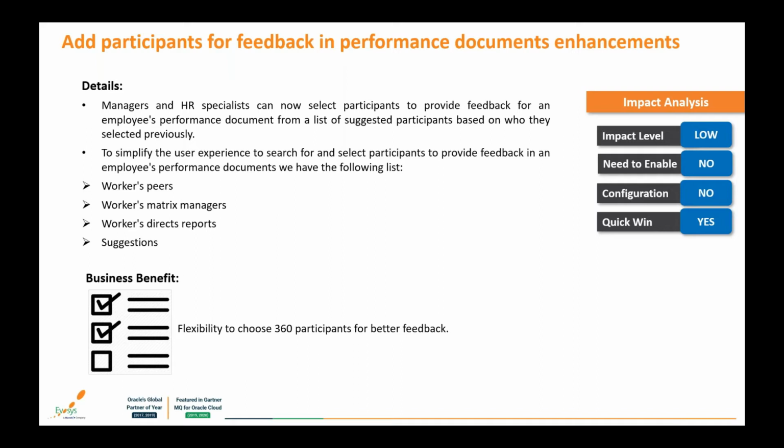If you compare with 20D, in that section we had this request feedback, but we didn't have these attributes for simplicity. We had to search for a particular person and then add him or her in the performance document and request feedback. But from 21A, this gives us a simpler way and a better end user experience to get it directly, that is, who are the peers, who are the matrix managers or direct reporters.